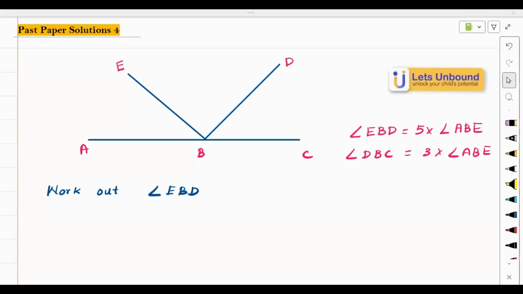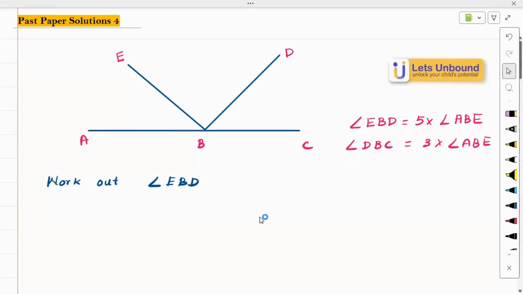As we can see, it is a geometry based question. Also algebra things involved. A straight line is given, ABC, and EB is also a straight line. BD is also a straight line. This is a diagram given to us. And here's some extra information.